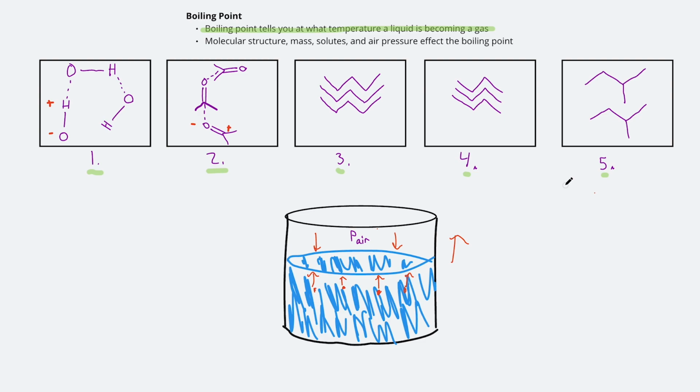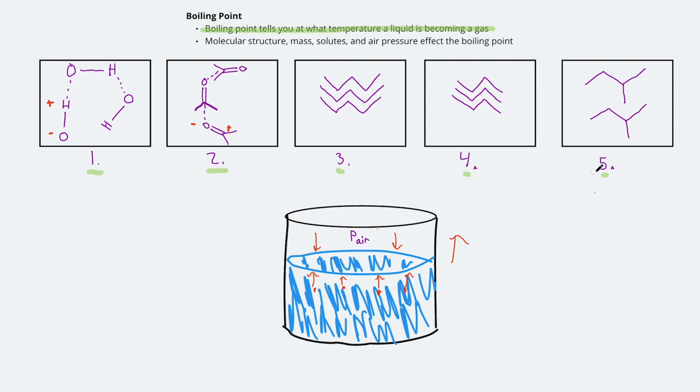When we compare 3 and 4, we want to notice how they kind of look like puzzle pieces in that they can stack on top of each other and fit together really nicely. And that increases the amount of contact area that they have between the molecules, which increases the opportunity for London dispersion forces. So there are more London dispersion forces, the more contact area we can have.